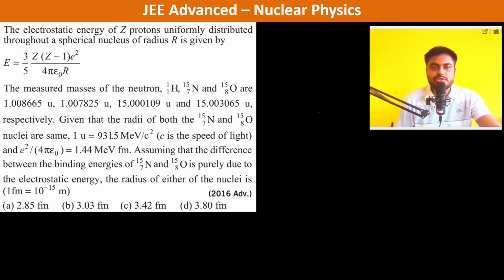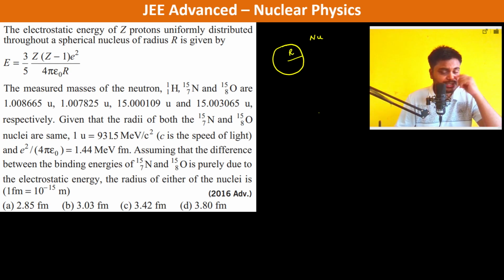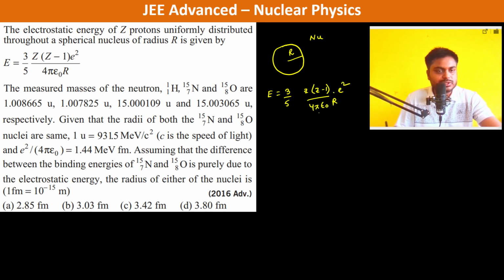The electrostatic energy of Z protons uniformly distributed throughout a spherical nucleus of radius r. So that means this is a nucleus and this is the radius r. So the electrostatic energy which is there is given by this formula, which is E is equal to 3 by 5 into Z into Z minus 1, over 4 pi epsilon naught r, into e square, which is mentioned there.